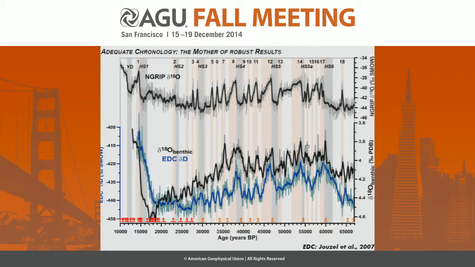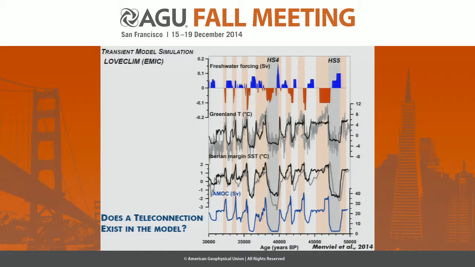And in order to understand these mechanisms, we consulted transient model simulation results with the LOVECLIM model, and this has been done by Laurie Menviel here. What she has done is, she forced the model with a time-varying freshwater forcing during this time period. And what the model does is it very nicely reproduces the temperature history or temperature evolution over Greenland. The gray line is showing you the actual observational evidence, and the black line is the model data. And the same holds true for the Iberian margin.